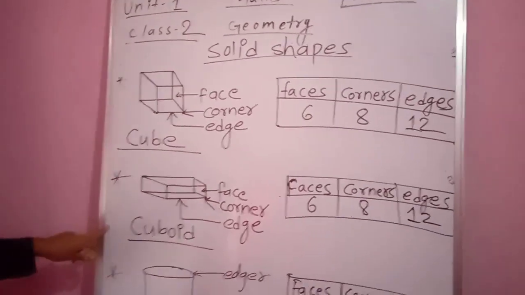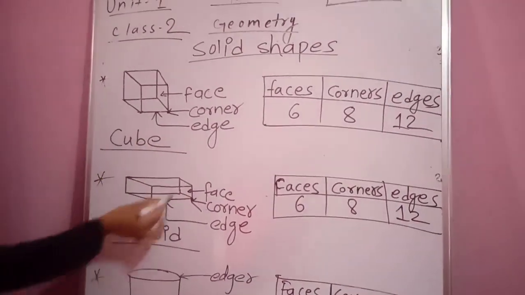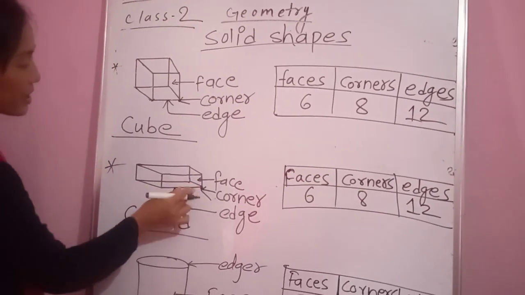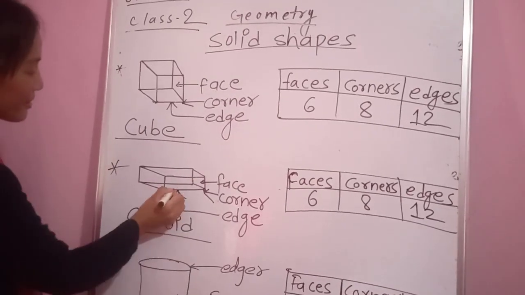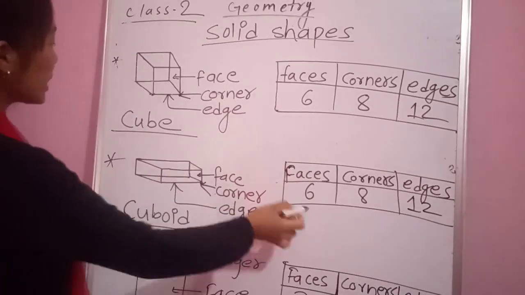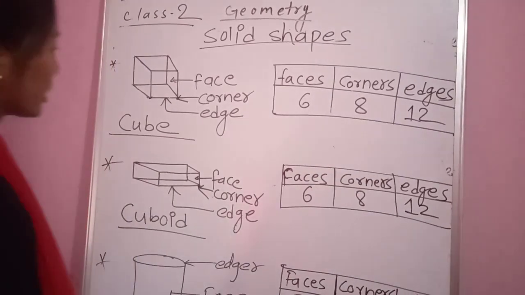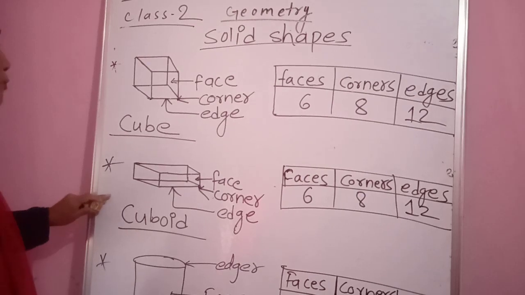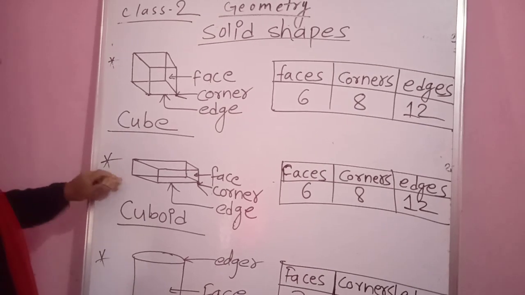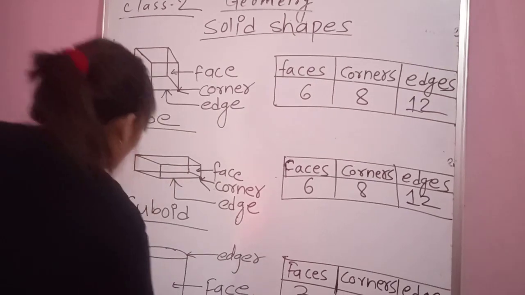Now it's time to know about the cuboid. Look here. This is the figure of a cuboid. This part of the cuboid is called the base, this part is called the corner, and this line that I have labeled is called the edge. Altogether this cuboid also has 6 faces, 8 corners, and 12 edges. It is the same as the cube, but the difference between the cuboid and the cube is that in a cube the length, breadth, and height are the same, but the cuboid's length, breadth, and height are different. Remember that.